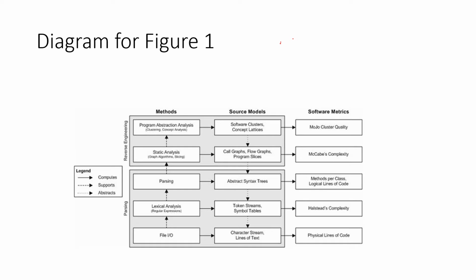We go for the matrices. Those are quality and complexity, methods per class, logical lines of code, complexity, and physical lines of code. Those are shown in the reverse engineering analysis. These are also included in a legend: types, computers, supporters, and abstractions. In reverse engineering analysis, there are only three methods: method, source model, and software matrix.